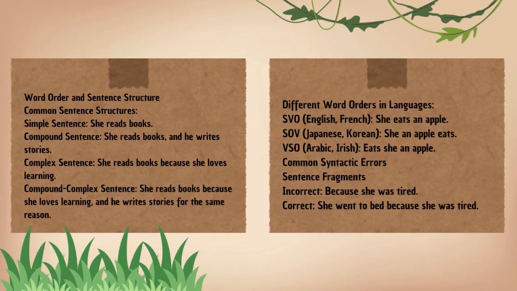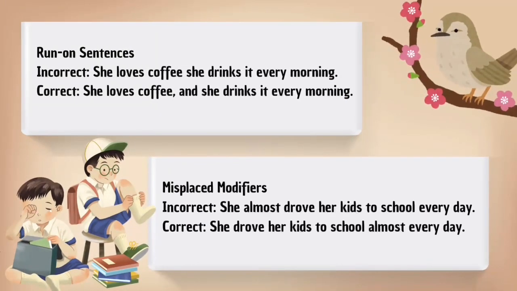B. Thematic roles and syntax. Now let's see how changing syntax affects thematic roles. Look at these two sentences. Active voice: the dog, agent, chased the cat, theme. Passive voice: the cat, theme, was chased by the dog, agent. Notice how in the passive voice the theme becomes the focus of the sentence instead of the agent. This is a direct result of how syntax reshapes meaning by rearranging words.